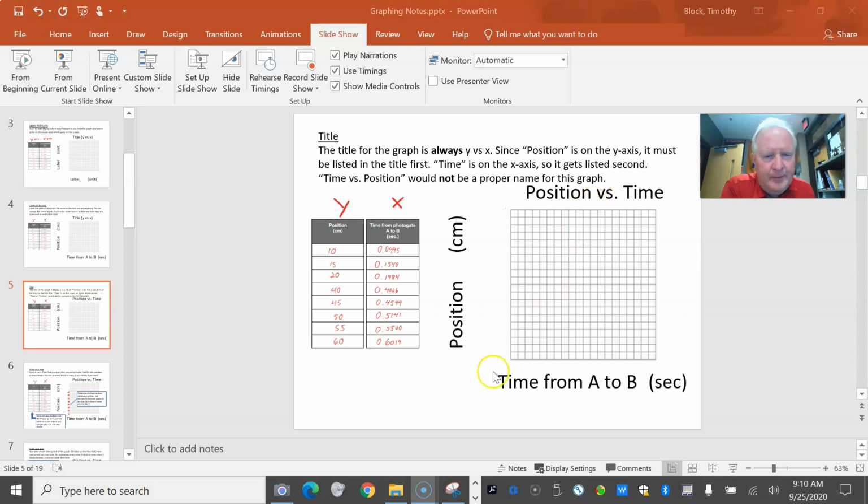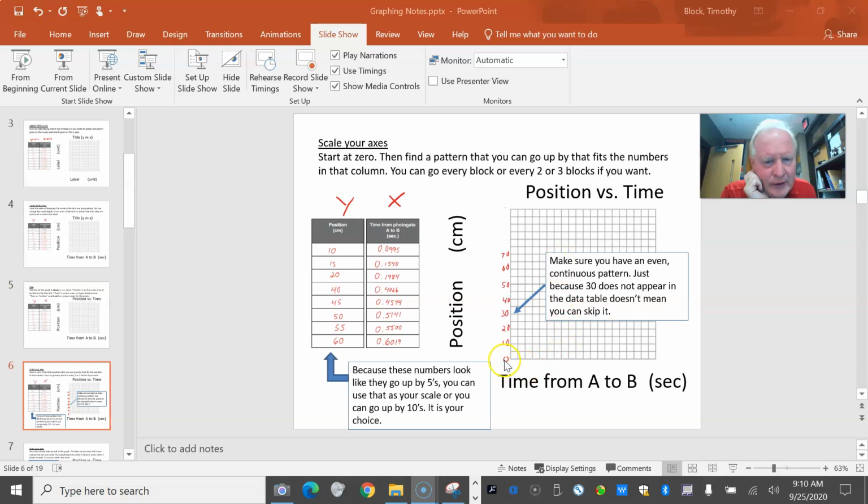Step 3 is we want to build our scales. Now our scales are how much each one of these little boxes is worth. And so our scales are not based on this or this or this particular number. Instead, it's based on the range or how far it is here. So we know it's between 0 and 60. So we need to be able to fit 0 to 60 here. And so one idea is to make every box worth 5.